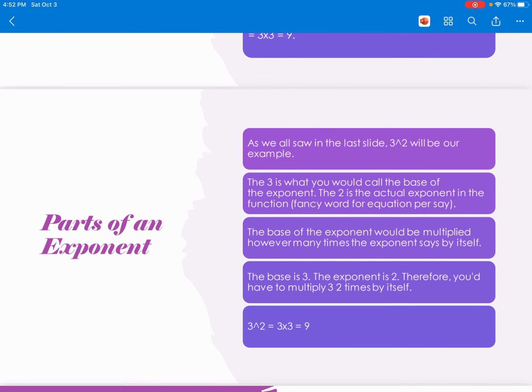Parts of an exponent. As we all saw in the last slide, 3 to the second power will be our example. The 3 is what you would call the base. The 2 is the actual exponent in the function, fancy word for equation. The base of the exponent would be multiplied however many times the exponent says by itself. If the base is 3 and the exponent is 2, therefore you'd have to multiply 3 2 times by itself. Therefore, as we saw, 3 to the second power equals 3 times 3, which is 9.